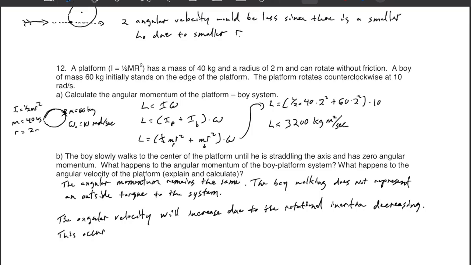The rotational inertia of the system decreases because the mass of the boy moves to the center. This causes the angular velocity to increase. It's all about the distribution of the mass, right? Well, and the mass itself.